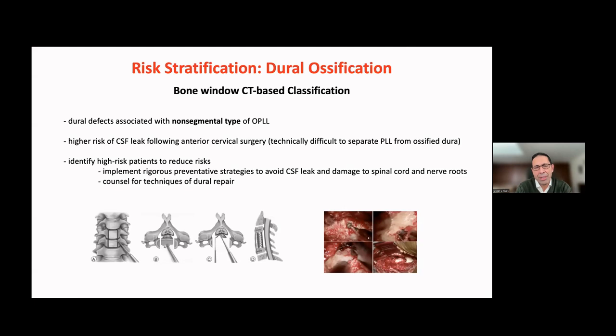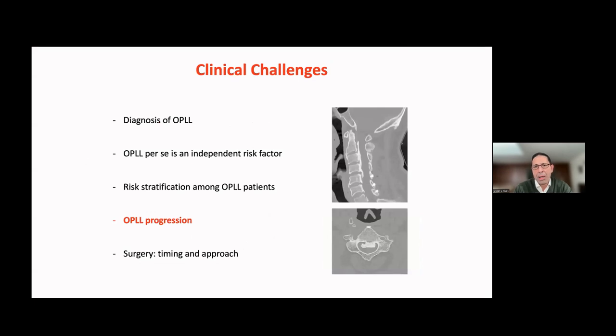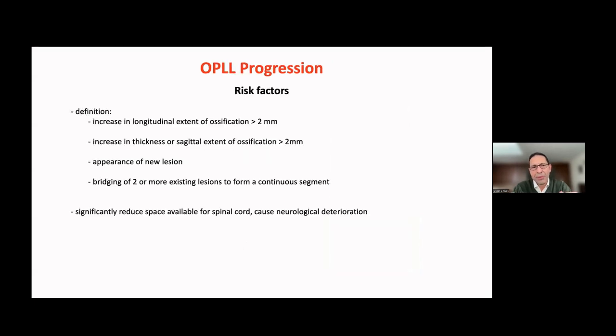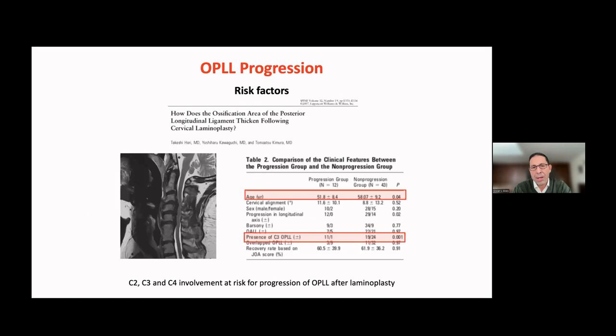We should identify those high-risk patients, implement preventive measures, and even tell the patients that we might need to do techniques of dural repair. OPLL progression is a really big concern. More and more papers in the literature are reporting on that, which is by definition an increase in longitudinal extension of 2 millimeters, or in thickness of 2 millimeters, or a new lesion, or bridging of 2 or more existing lesions. And of course, this will cause further reduction of the canal.